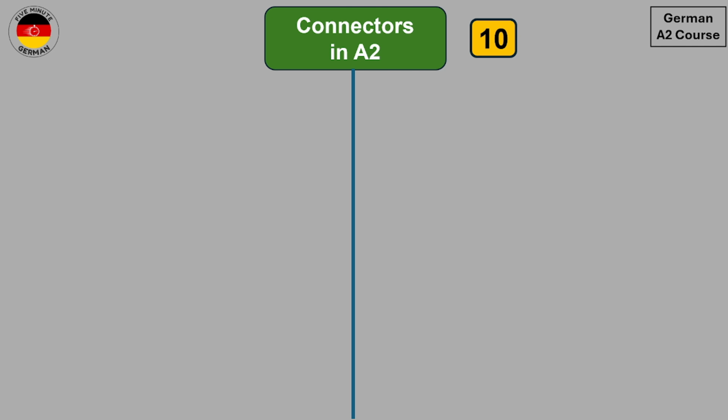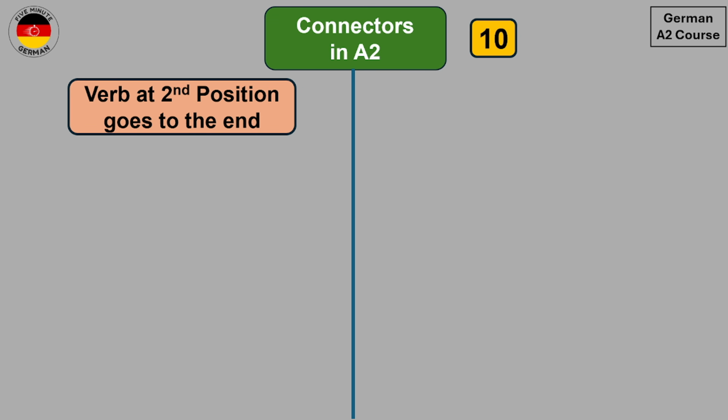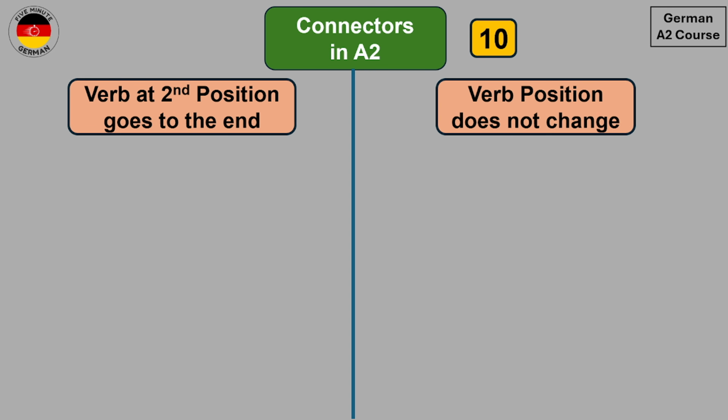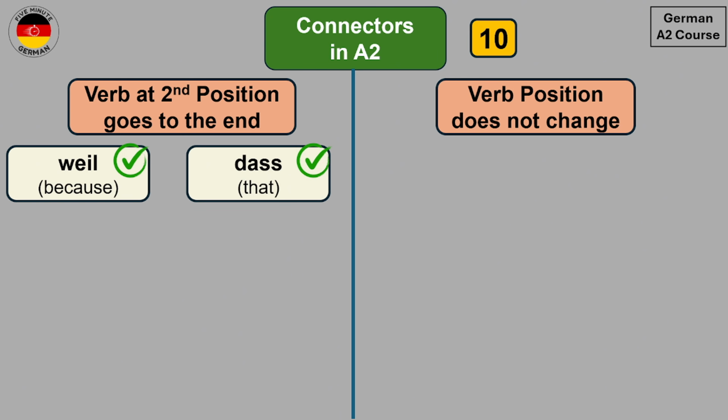So we can group these connectors in two categories. One are the connectors in which the verb at second position goes to the end, and the second are the connectors in which the verb position does not change. Now from the connectors that we have learned, we know that weil is a connector in which the verb at second position goes to the end, and dass is a connector which also shifts the verb at second position to the last position. Whereas denn is a connector which does not change the position of the verb. So the verb remains at second position when we use denn.